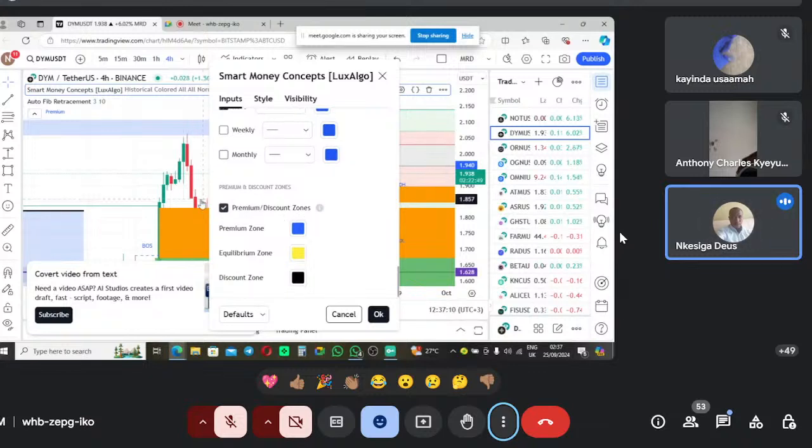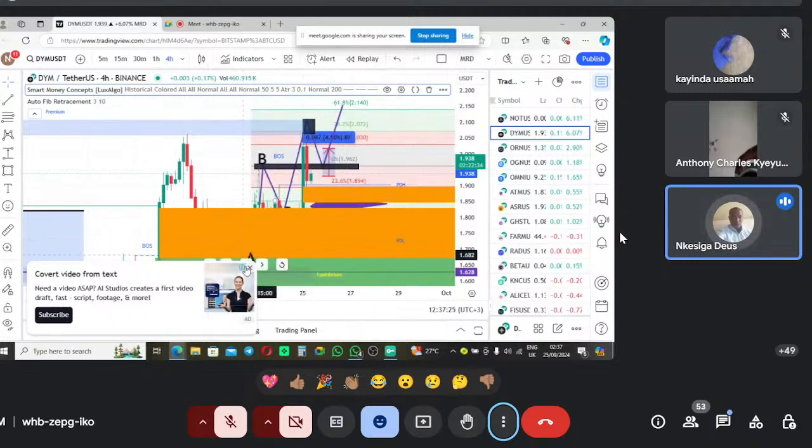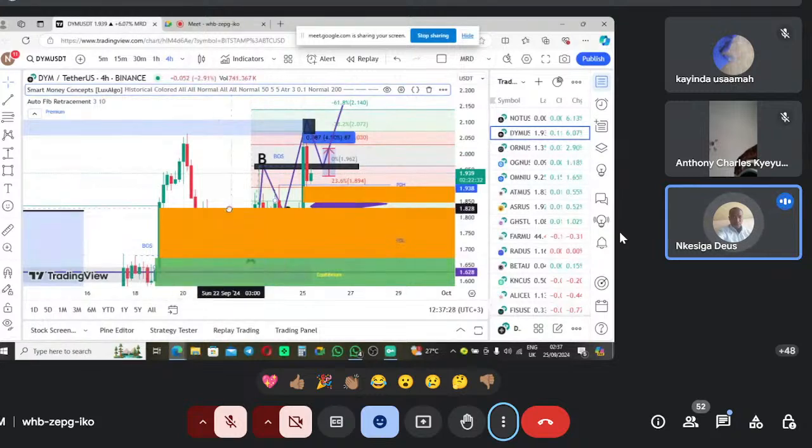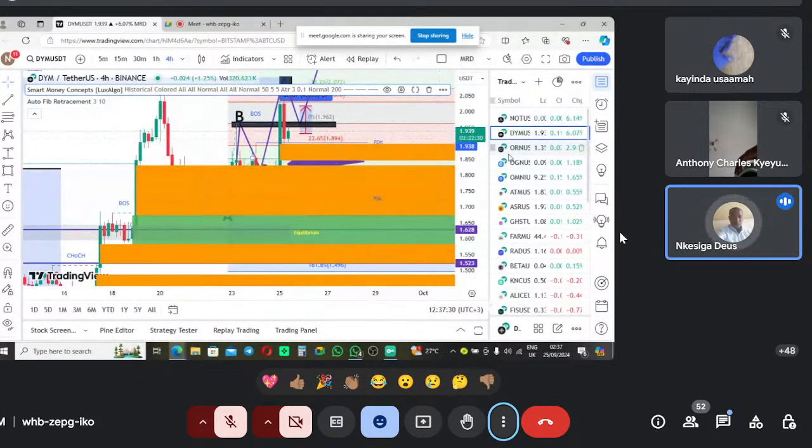You can also choose their colors, and you should know what they are representing on your chart. Okay, from there you save as default, then you click OK. Those are the settings of smart money concept, as you can see on the chart right now.